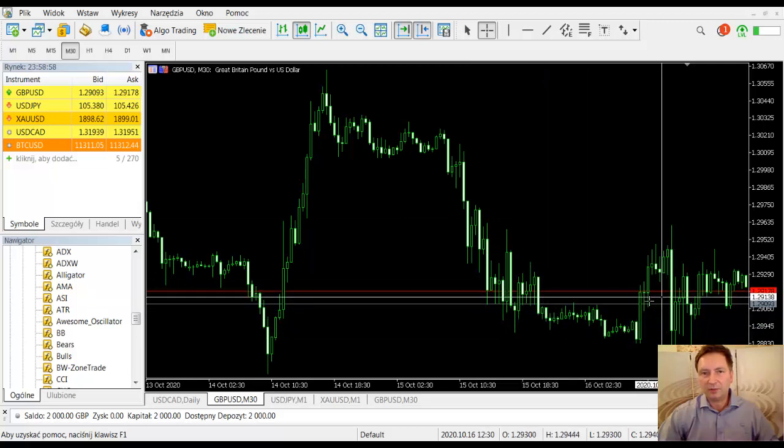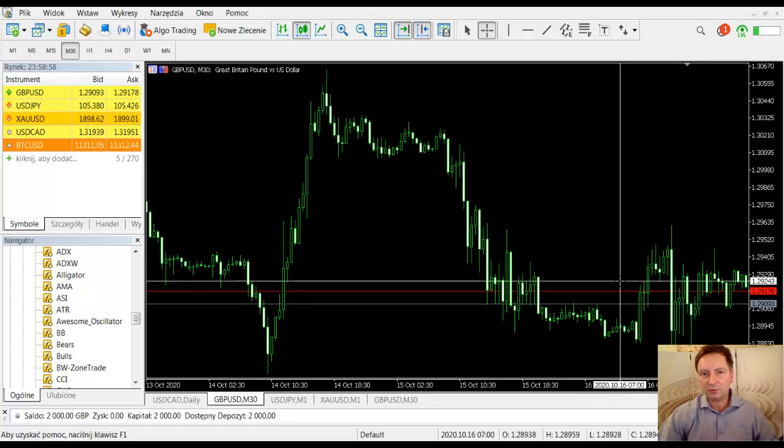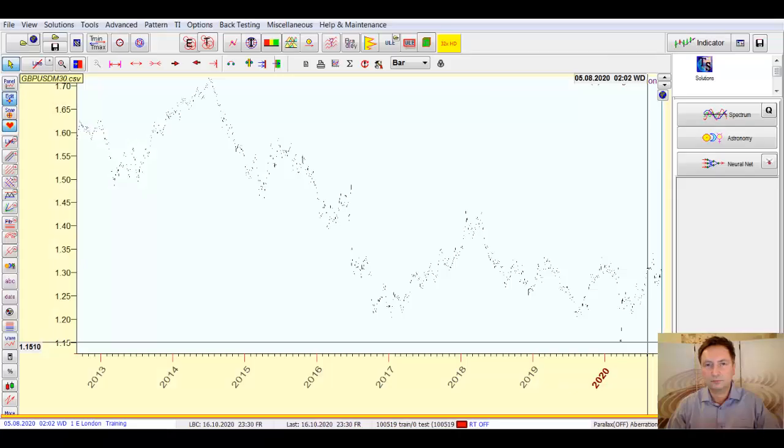Thanks to higher liquidity, the spreads are lower and trends last longer. Within this period of time, it is more difficult for big players to manipulate the market.